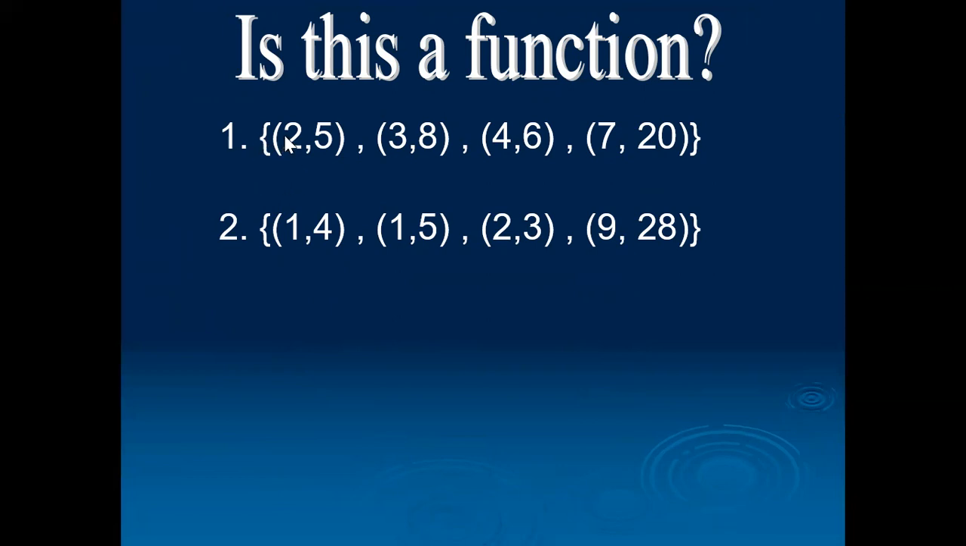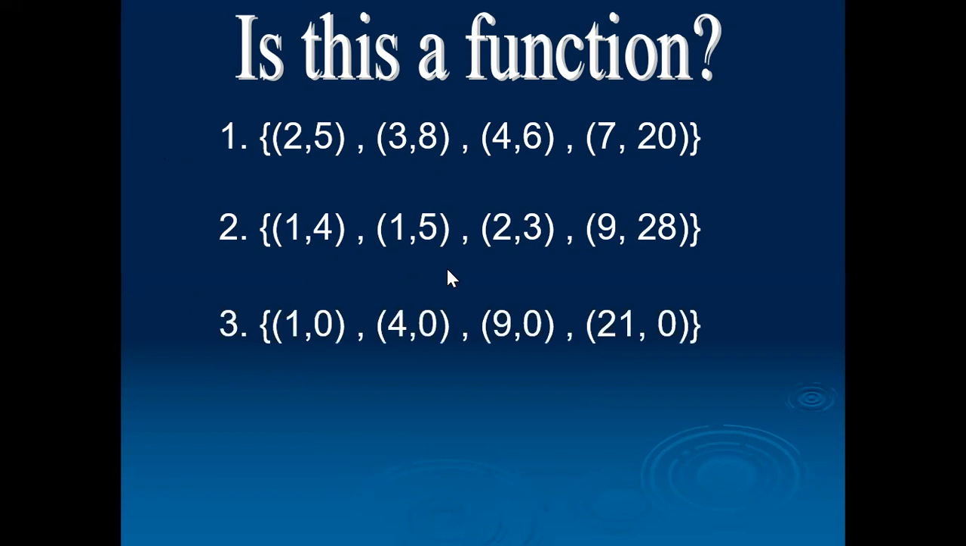All right. 2 is mapped to 5. 3 is mapped to 8. 4 is mapped to 6. And 7 is mapped to 20. Each input has only one output. So number 1 is a function. Here you have 1 mapped to 4. And 1 also gives you 5. A single input cannot give you two different outputs. So this is not a function.